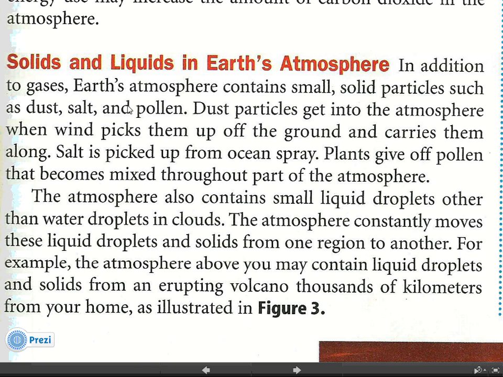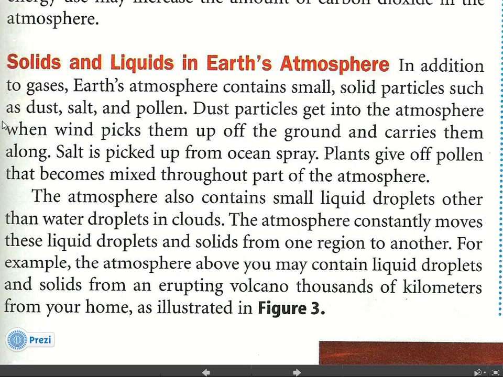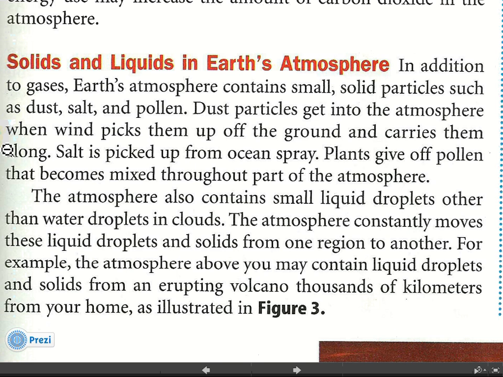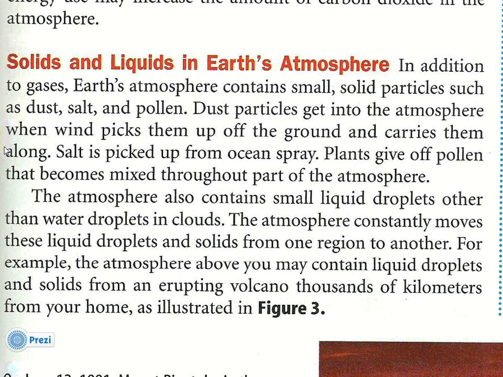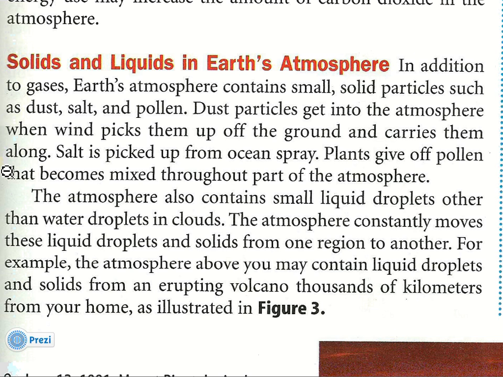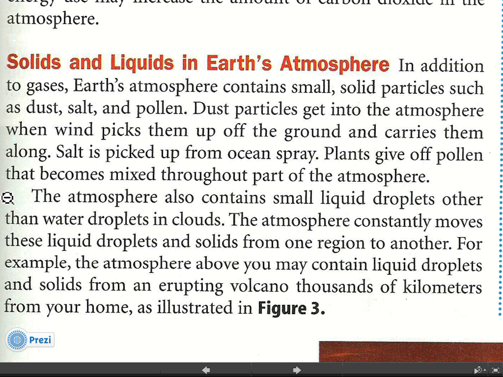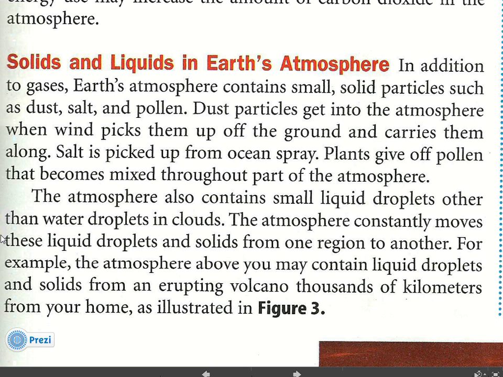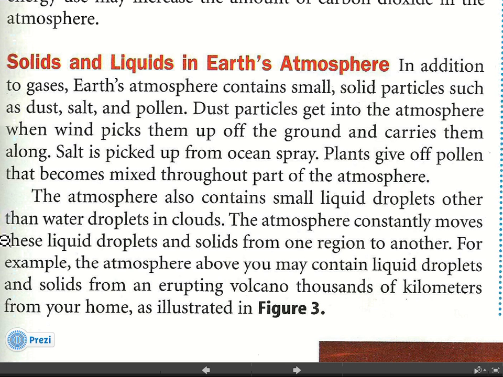Okay, now we're going to look at solids and liquids in Earth's atmosphere. In addition to gases, Earth's atmosphere contains small solid particles such as dust, salt, and pollen. Dust particles get into the atmosphere when wind picks them up off the ground and carries them along. Salt is picked up from ocean spray. Plants give off pollen that becomes mixed throughout part of the atmosphere. The atmosphere also contains small liquid droplets other than water droplets and clouds.